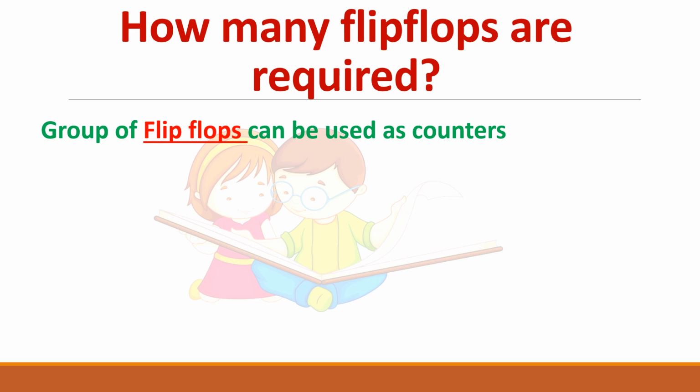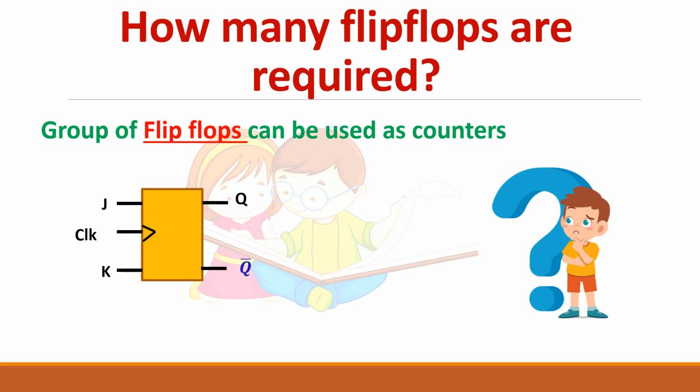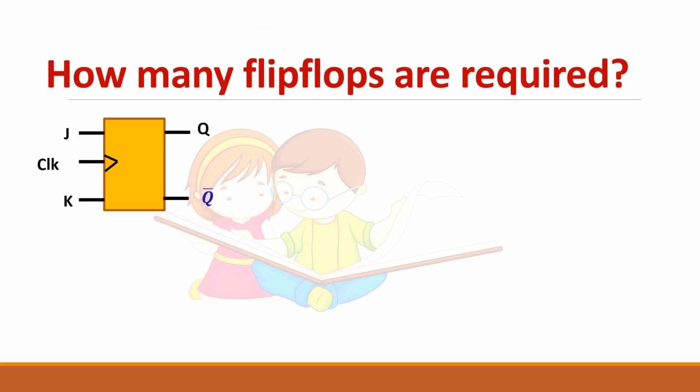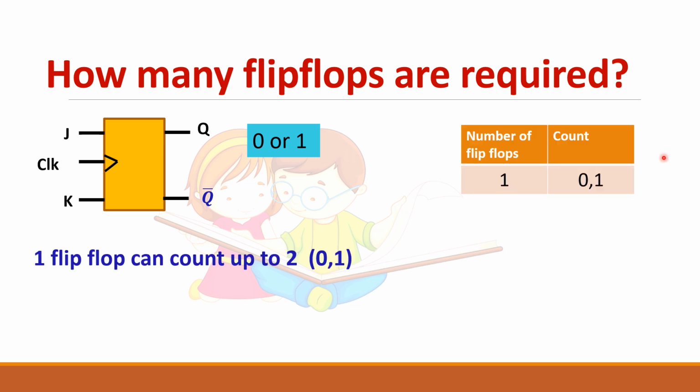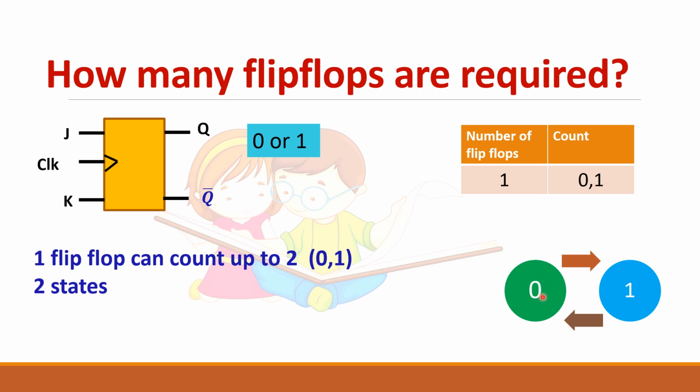How many flip-flops are required to design a counter? That is a big question now, because we have seen that a group of flip-flops can be used as a counter, but how many flip-flops do we need for a particular application? With one flip-flop, we'll have only two options: either you will get 0 as output or 1 as output. So with one flip-flop, we are able to get two states, 0 and 1. Either the counter can be in 0 state or 1 state. So two states are possible with one flip-flop.